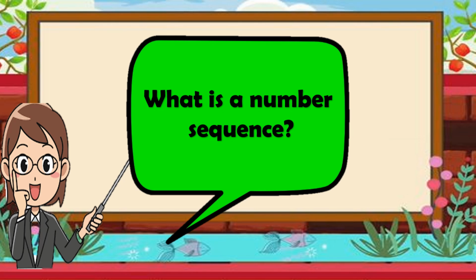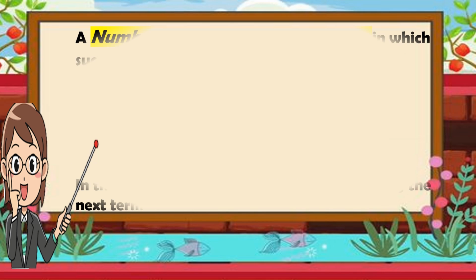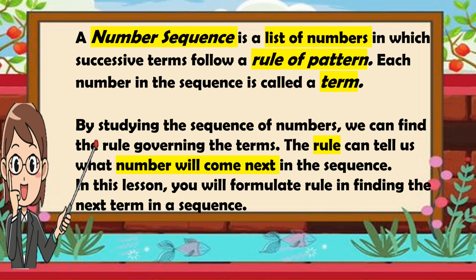What is a number sequence? A number sequence is a list of numbers in which successive terms follow a rule or pattern. Each number in the sequence is called a term. By studying the sequence of numbers, we can find the rule governing the terms. The rule can tell us what number will come next in the sequence. In this lesson, you will formulate a rule in finding the next term in a sequence.